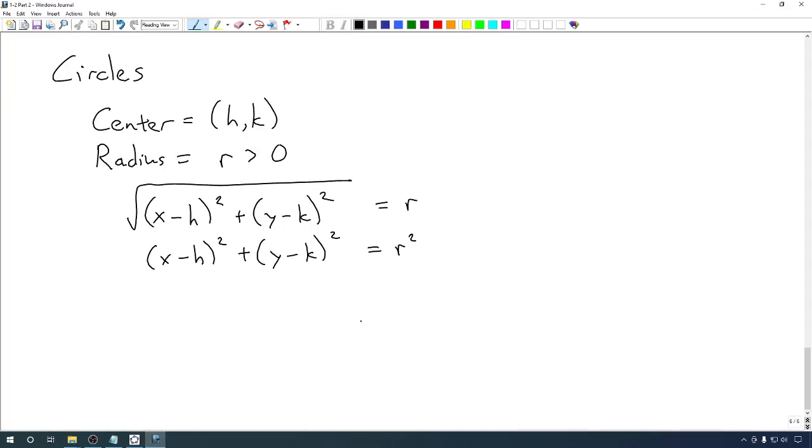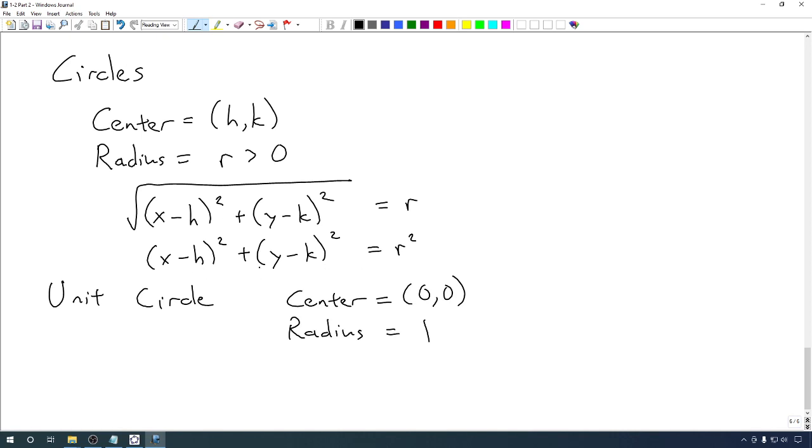Now, we do have a particular one that we like to talk about. It's called the unit circle. This is where the center is the origin, just (0, 0), and the radius is equal to 1. And so by our formula, h and k are both 0, so we just have x squared plus y squared, and then we have the radius 1 squared. So x squared plus y squared equals 1. This is a very common equation that you can work with a lot.